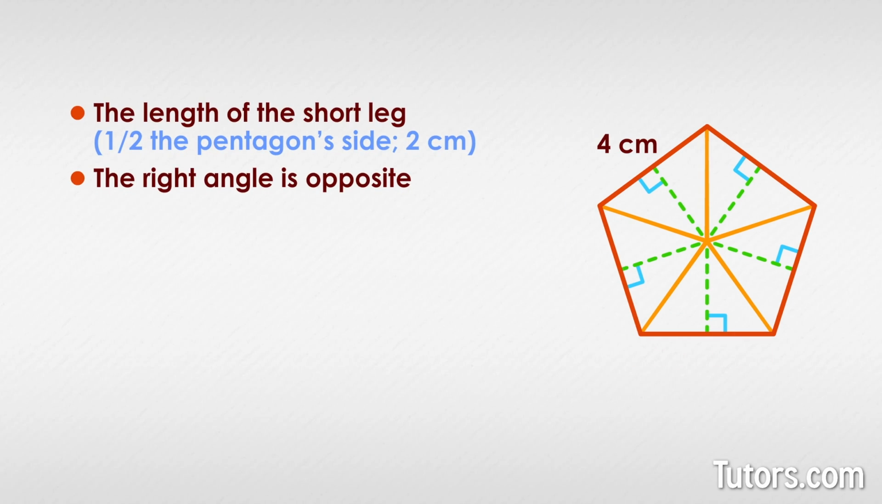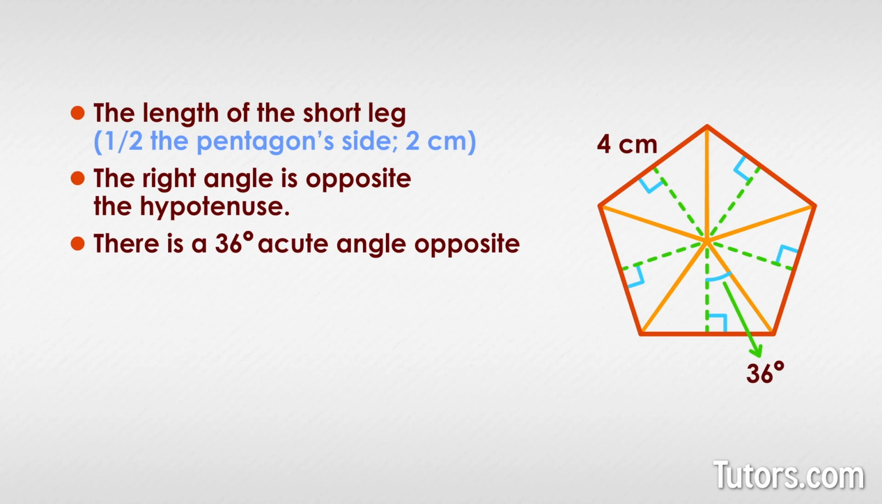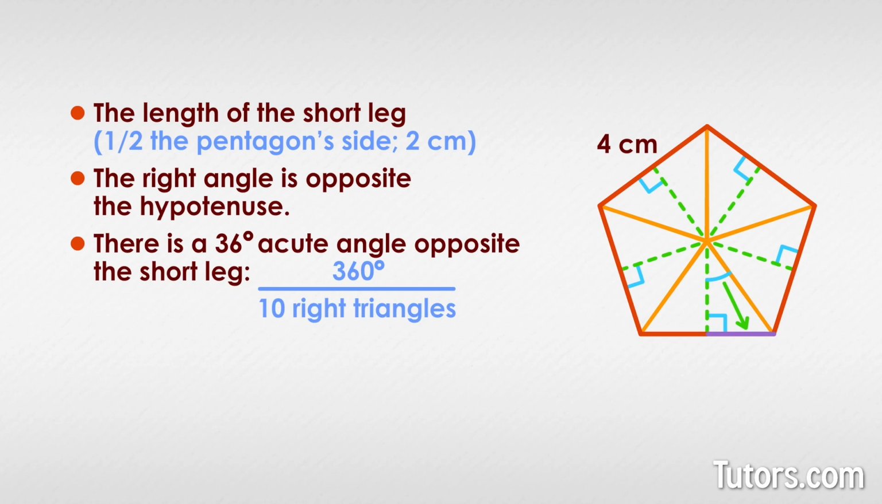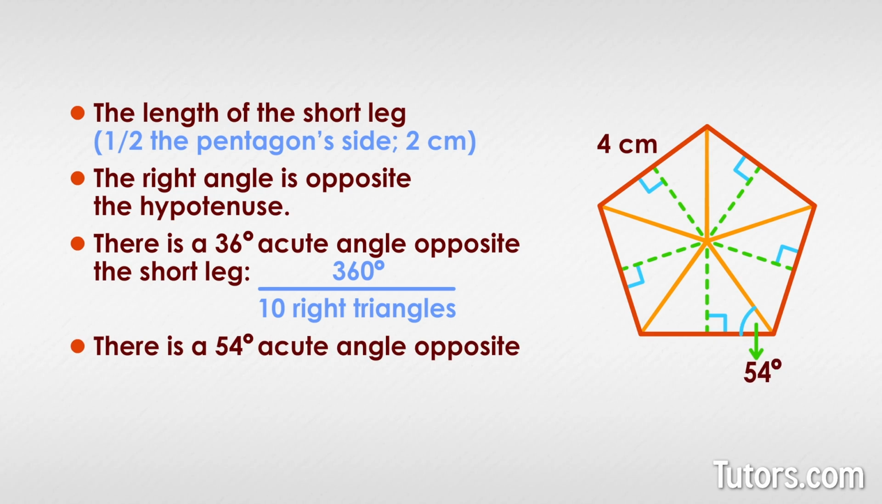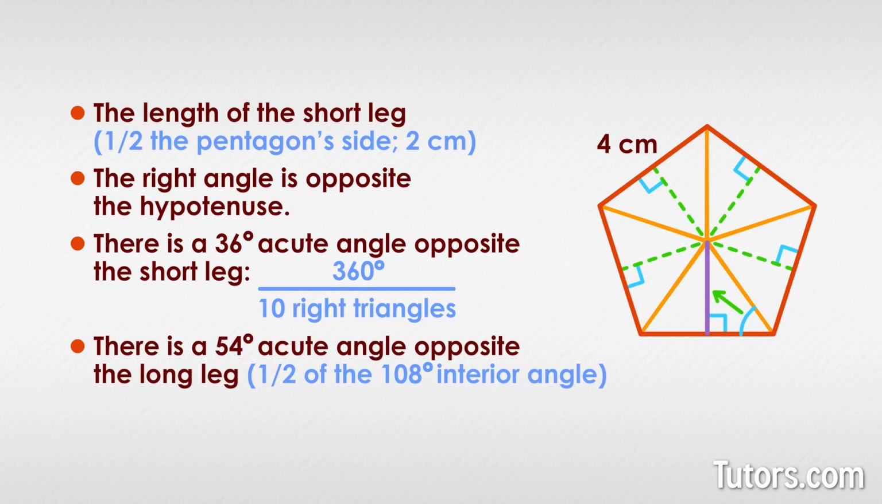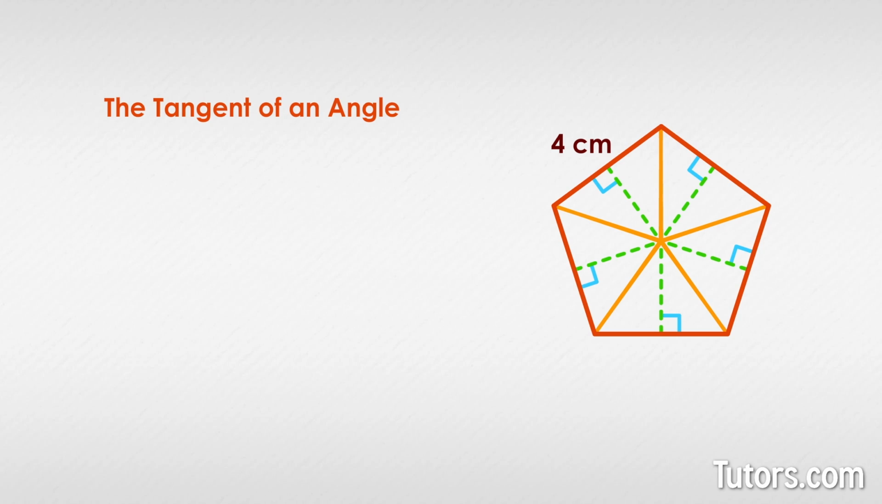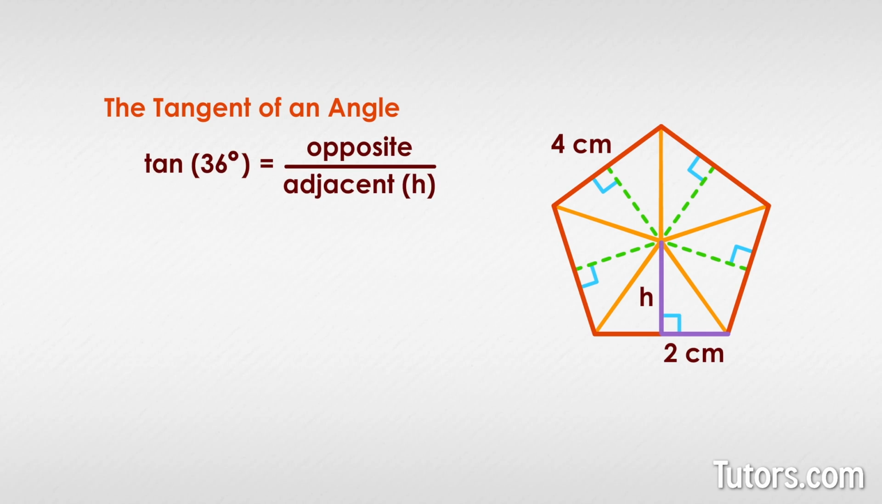The right angle is opposite the hypotenuse. There is a 36-degree acute angle opposite the short leg, 360 degrees divided by the 10 right triangles. There is a 54-degree acute angle opposite the long leg, 1/2 of the 108-degree interior angle. The tangent of an angle, here our 36-degree angle, is the opposite side, the short leg, divided by the adjacent side, the long leg, which is both the height of the triangle and the apothem of the pentagon.